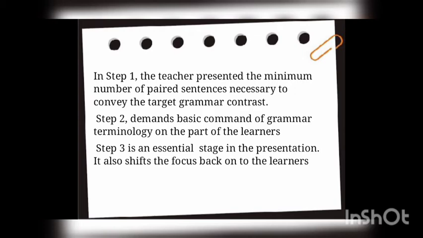Step 2 demands basic command of grammar terminology on the part of the learner, where it is stated that the present perfect is used to talk about experience but without specifying when it happened. The past simple, on the other hand, is used to talk about a specific experience. And step 3 is an essential stage in the presentation. It also shifts the focus back on the learners because they are tasked to put the verbs in the brackets in the present perfect or in the past simple form.